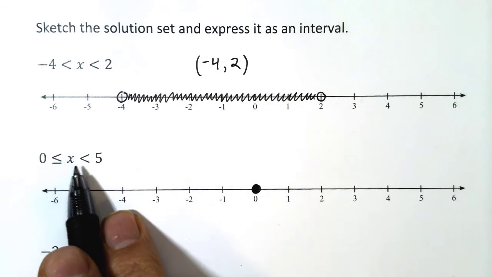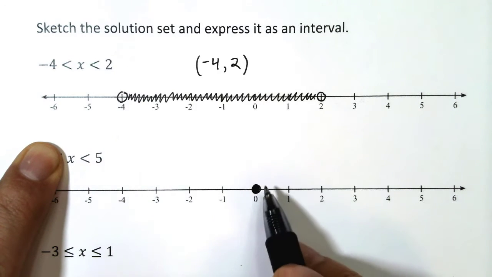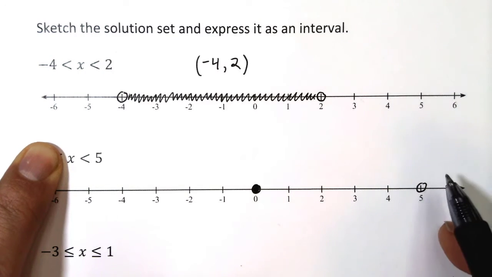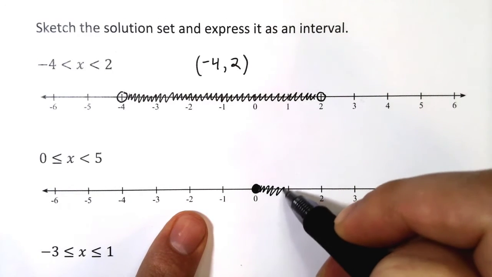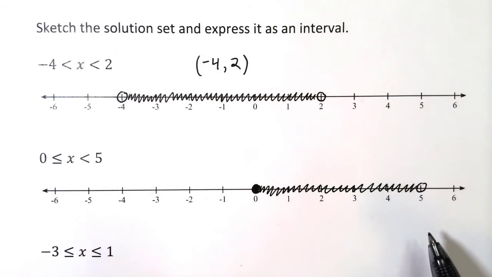And x has to be less than 5 if we read the right inequality. So less than 5 means it's to the left of 5. So I can go up to 5, but it's not or equal to, so I don't fill this in. So I shade up to, but do not include 5.